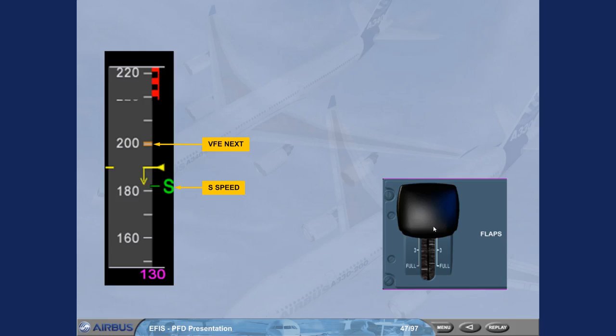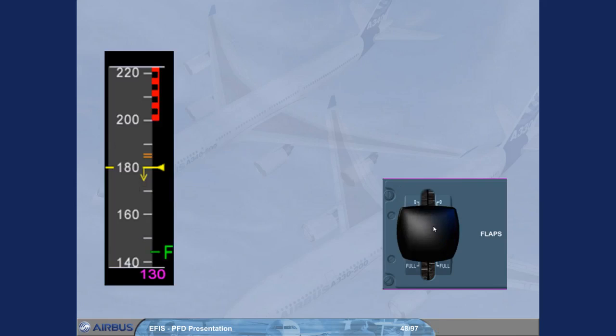As soon as the flap lever is in position 2, S speed is removed. F speed and a new VFE next indication will appear. The flap limit speed will move to a new limit.